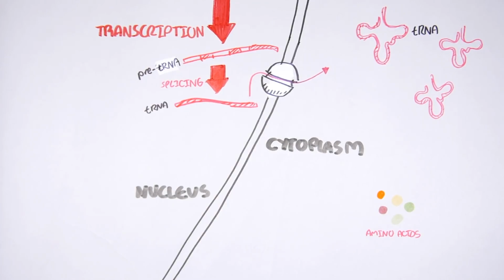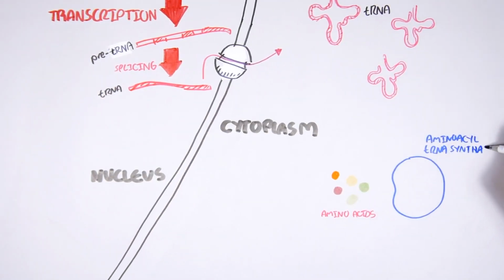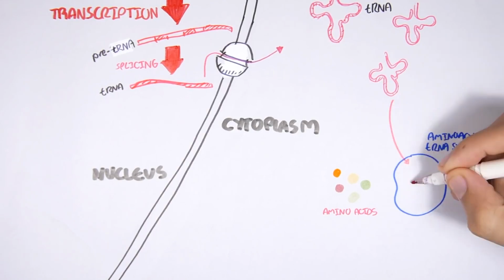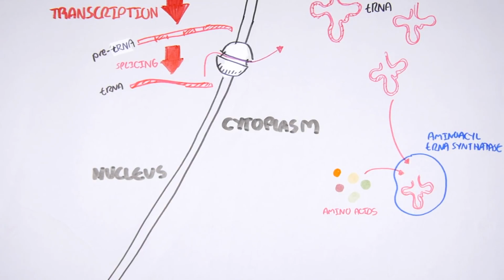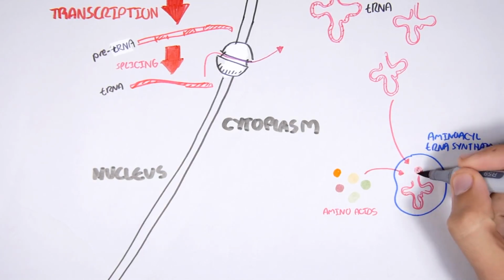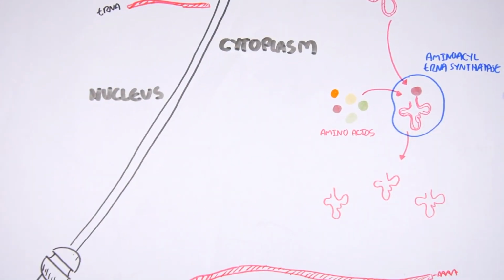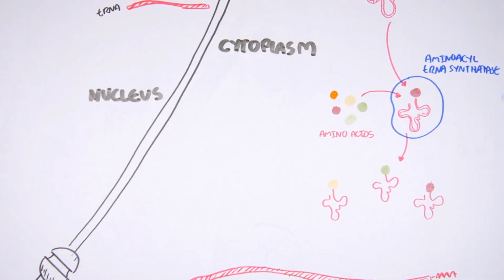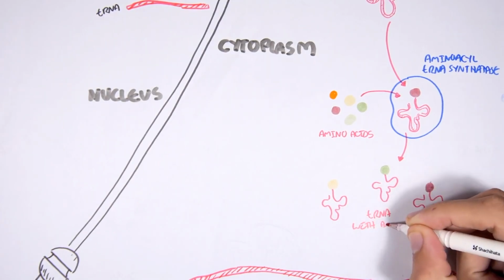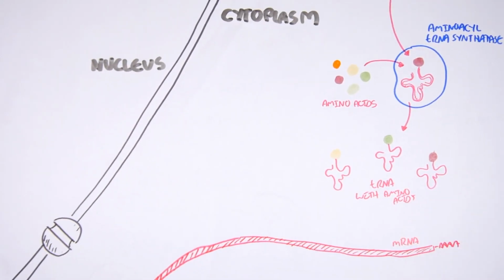See, in the cytoplasm there is this enzyme called amino acyl tRNA synthetase. Amino acyl tRNA synthetase essentially attaches an amino acid to a tRNA, forming a tRNA with an amino acid. So now what we have in the cytoplasm is tRNA with different types of amino acids. Then we have a mRNA, which is a template for the tRNA with the amino acid.